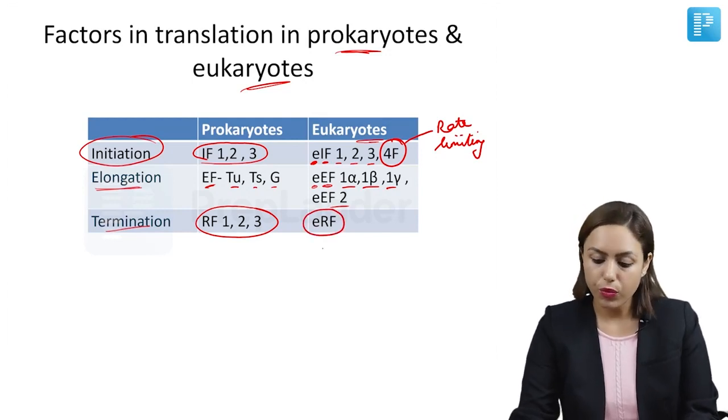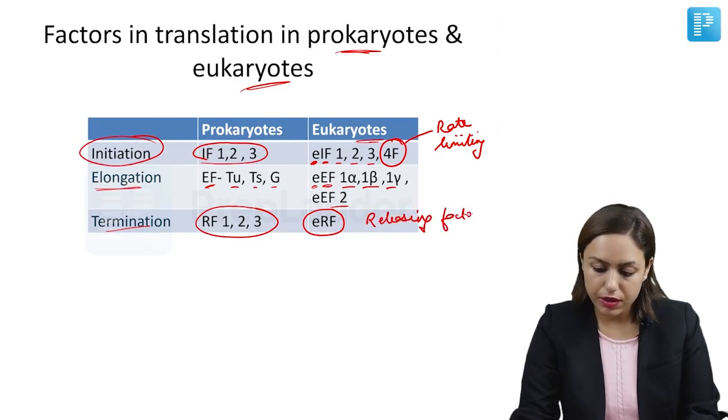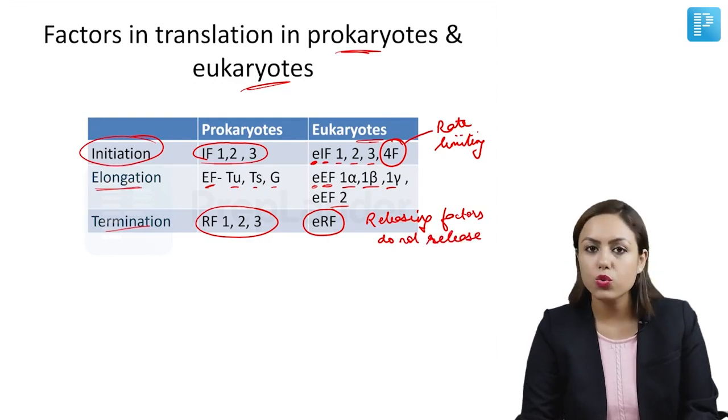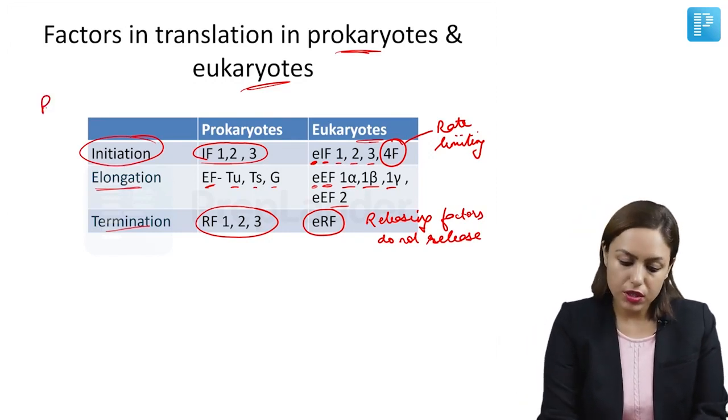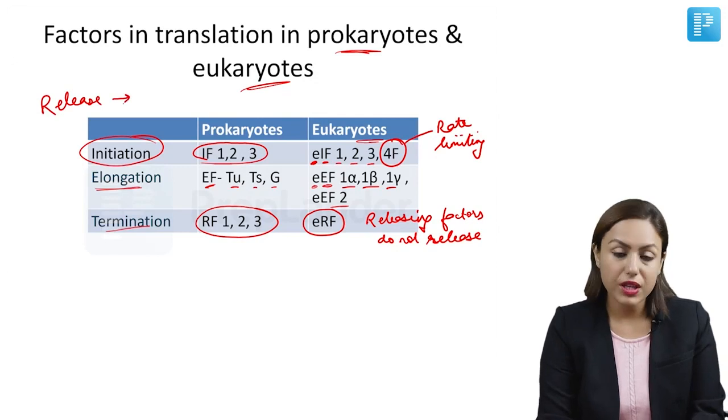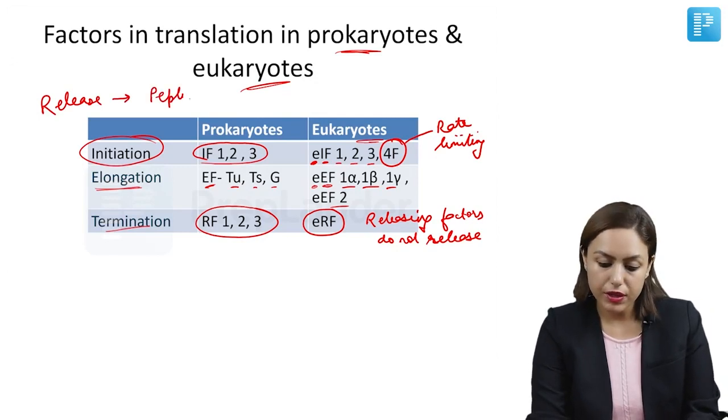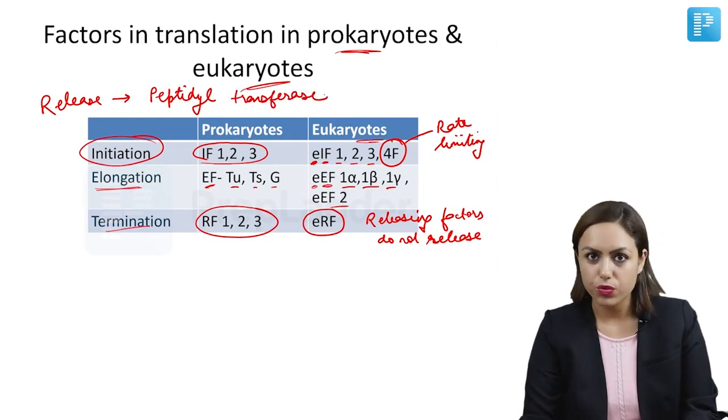And do remember one point, that these releasing factors do not release the polypeptide. In translation, they do not release. The name is a misnomer. Which thing is provided for the release of the polypeptide? For the release, it is the peptidyl transferase ribozyme activity. I told you earlier also, right?